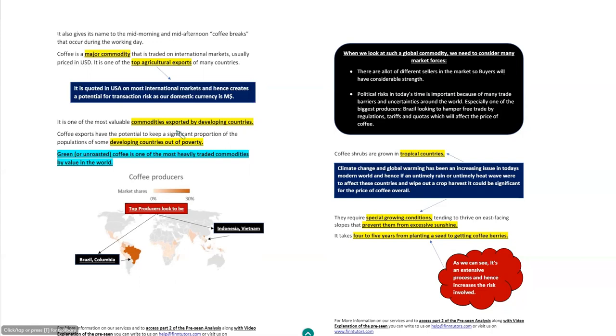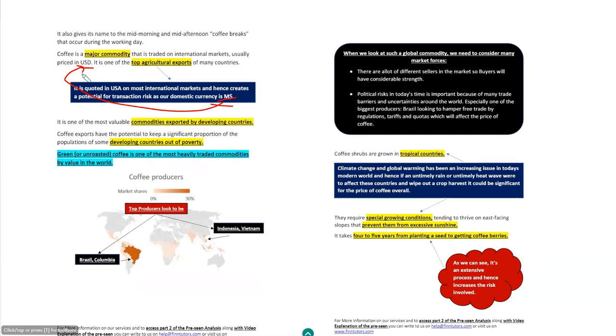Again, a lot of companies are quoted on the USA stock markets, which means that the price is generally in USD, as mentioned over here, which gives rise again to a foreign currency risk, because your currency is M dollars. So if you're trading with the USD, obviously fluctuations are going to affect you.